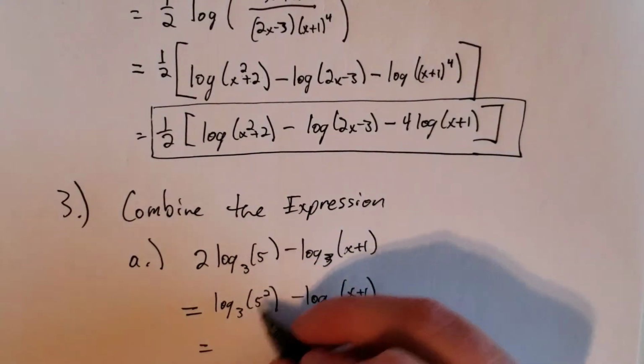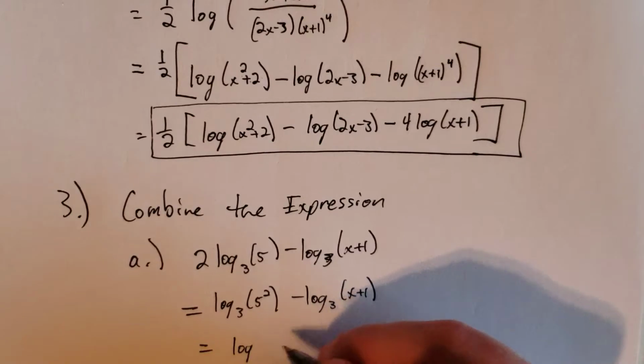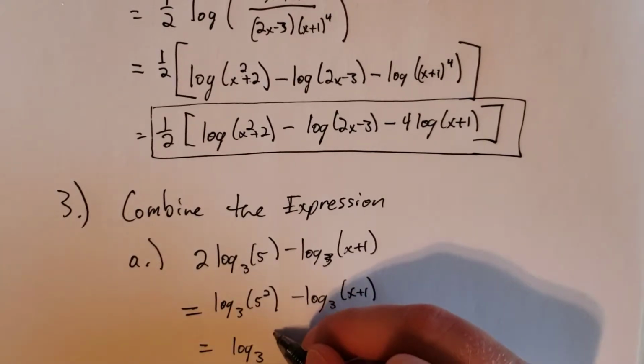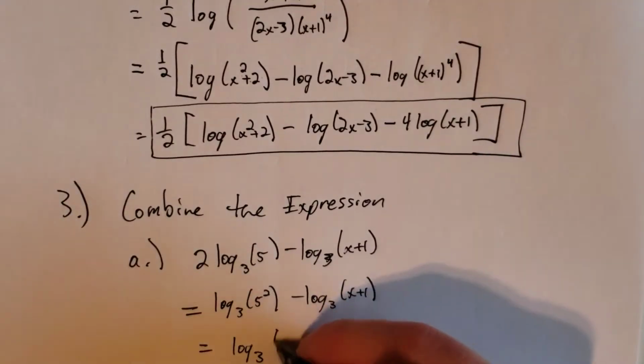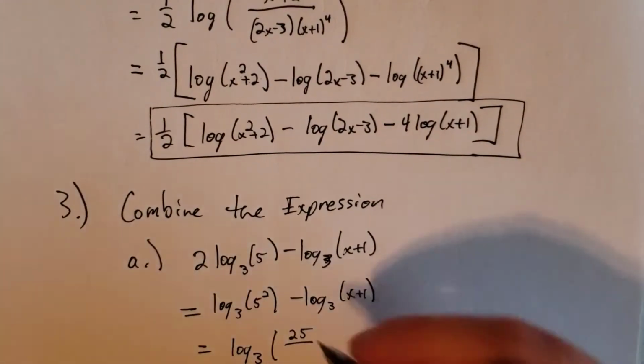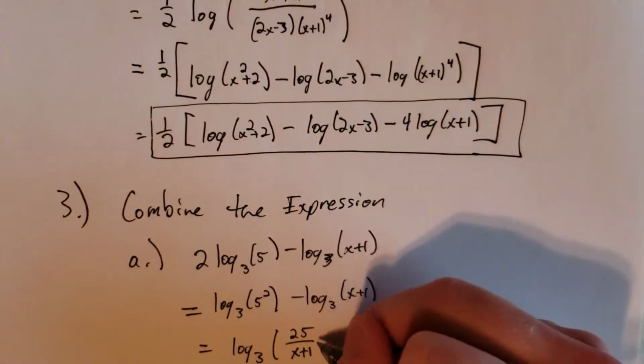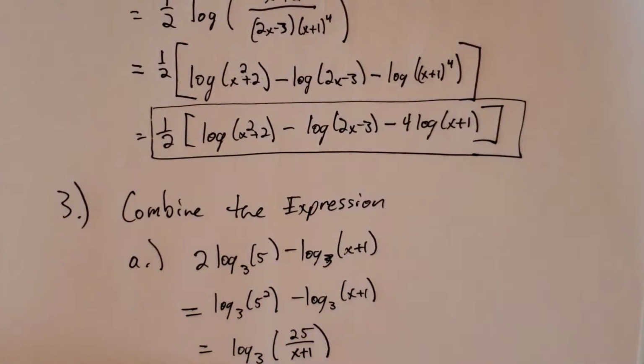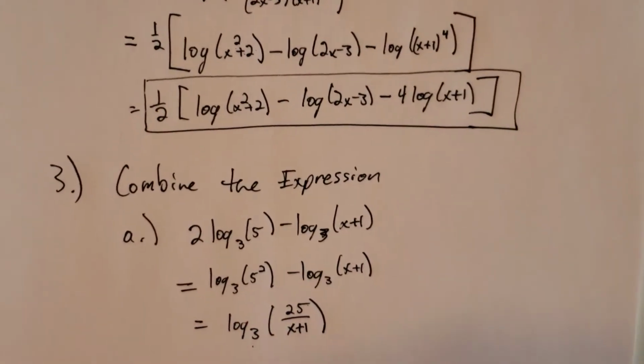Well, 5 squared is 25. And then notice that we have 25, and then a minus log base 3 of x plus 1. Minus means that this goes into the denominator. So our entire expression is log base 3 of 25 divided by x plus 1.